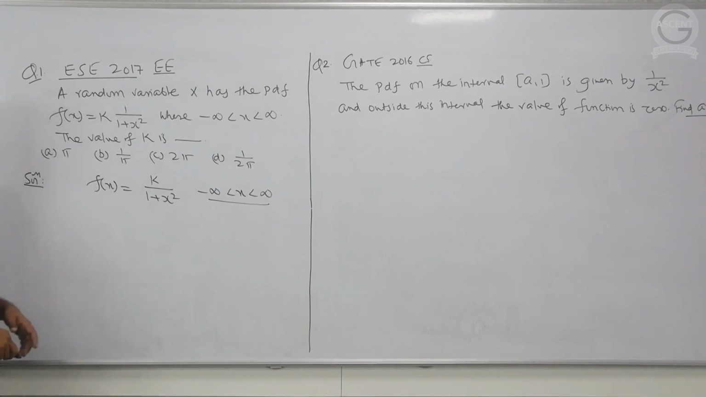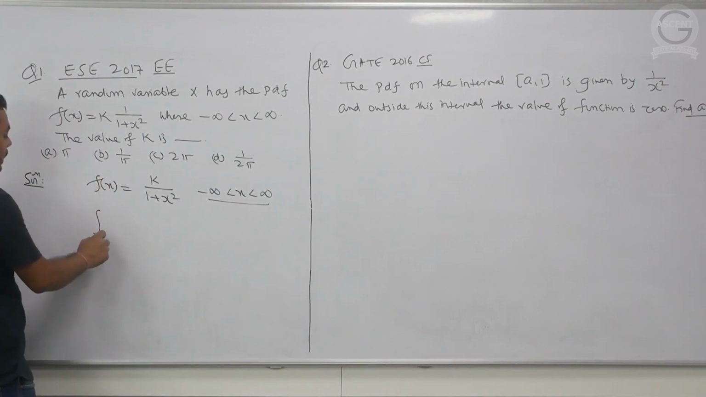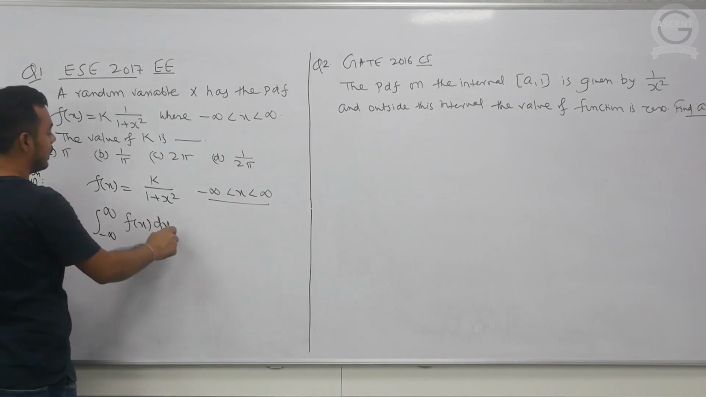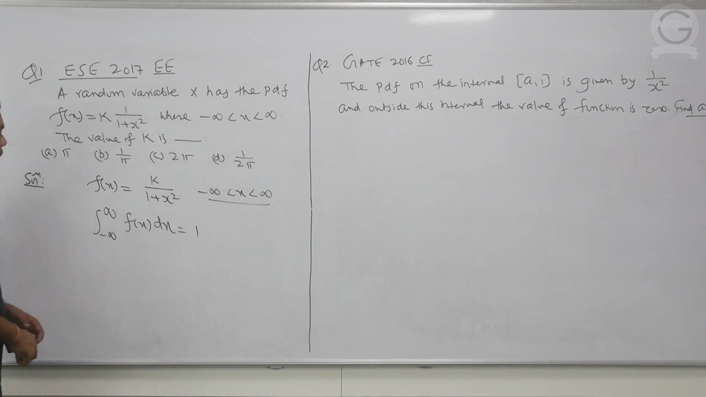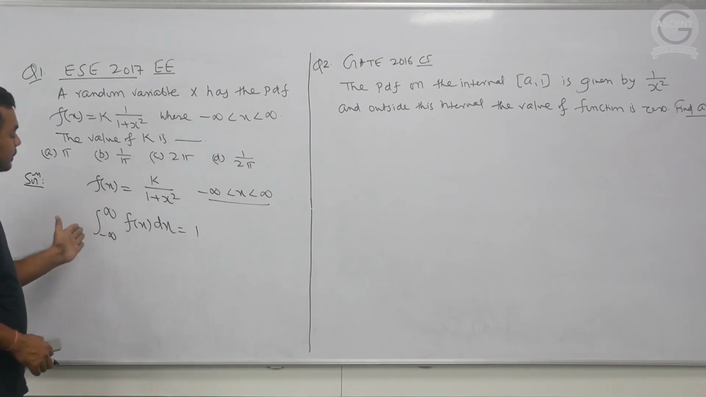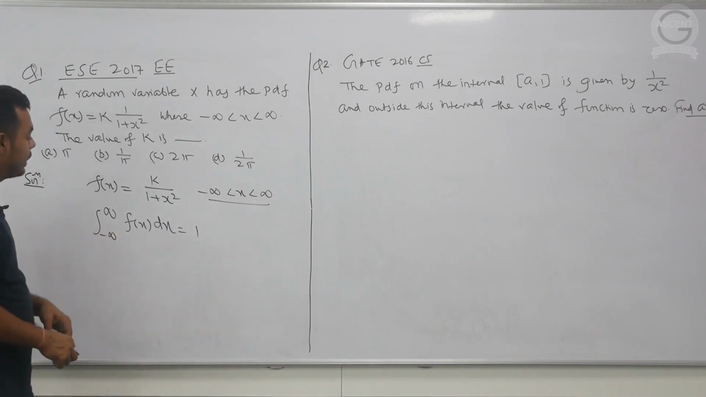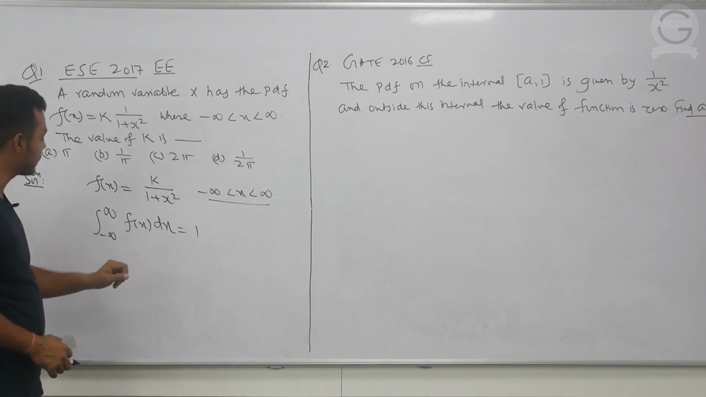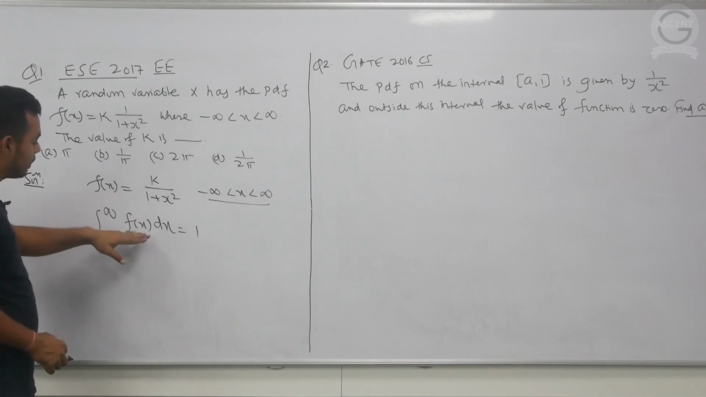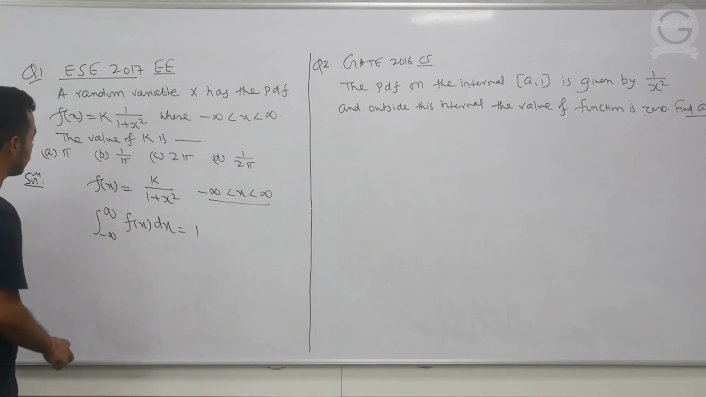Now we have learned that if f(x) is a probability density function, then integration from minus infinity to infinity f(x) dx is 1. This was our third property. If f(x) is a probability density function, then f(x) is always positive. Second, the probability that x is from a to b is given by the integral from a to b f(x) dx. And the third point is that integration from minus infinity to plus infinity f(x) dx is always 1.